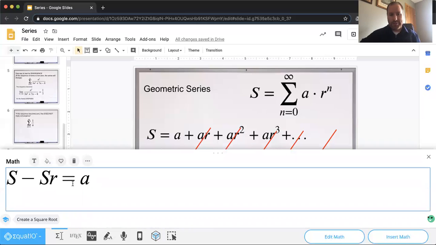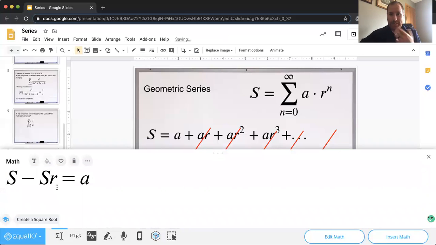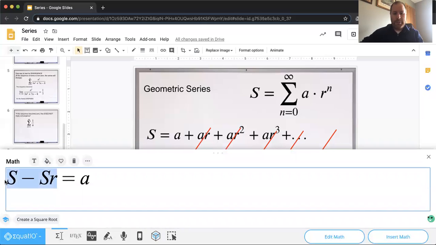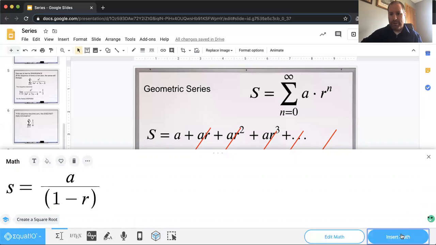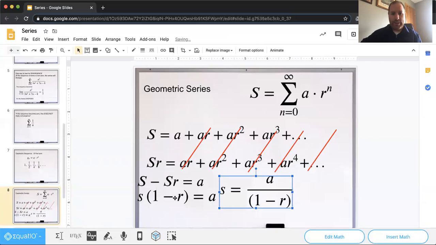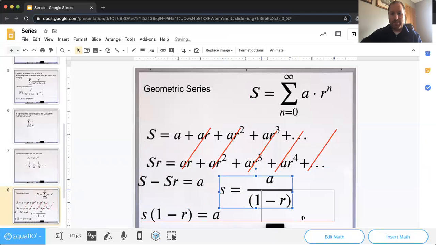So all of this stuff is equal to A, right? Which then we can very simply solve for capital S. That's what we wanted to know in the first place. So here we could factor out our S value. We could say that's S times 1 minus R, and then we would just simply take this and divide it over here. And there is what that series converges to, right?